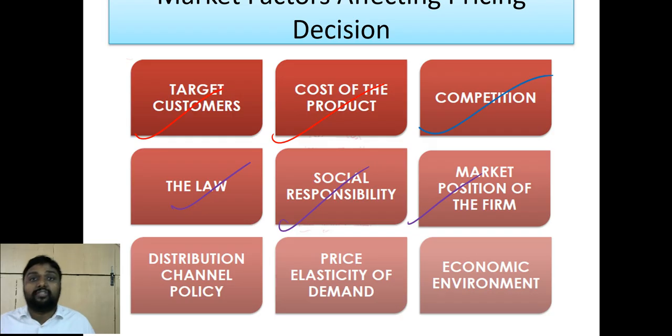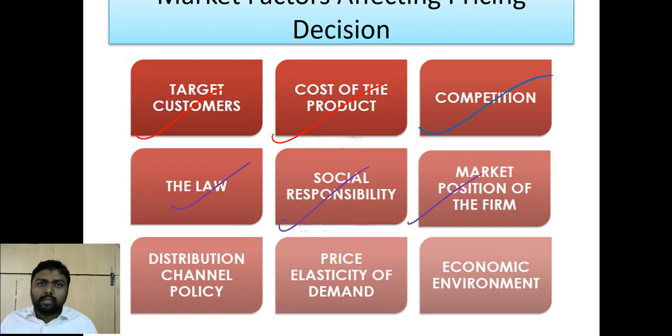Market position of the firm. This is very good. See, if you are a market leader, you can determine the price. But if you are a new entrant, you have to go for a skimming price policy or a penetration. Generally, we'll go for penetration pricing. This is what Reliance did in their telecommunication area. Their position is that they are a new entrant.